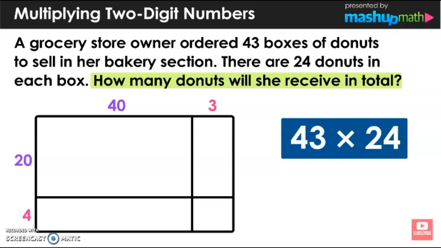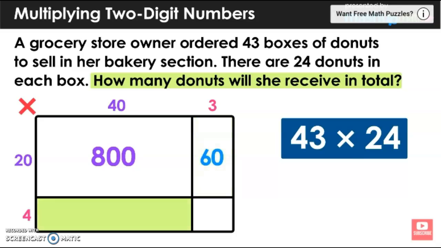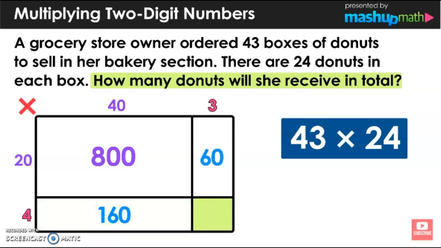We can do the same with the value of 24 by thinking of it as the sum of 20 and 4. Again, these numbers are much easier to work with. And now we can go ahead and find the value of each section of the area model by multiplying corresponding rows and columns. First, we'll start with the product of 20 and 40, which we know is equal to 800. Then the product of 20 and 3, which we know is equal to 60. Next, we can find the product of 40 and 4, which we know is equal to 160. And finally, the product of 4 and 3, which we know is just equal to 12.